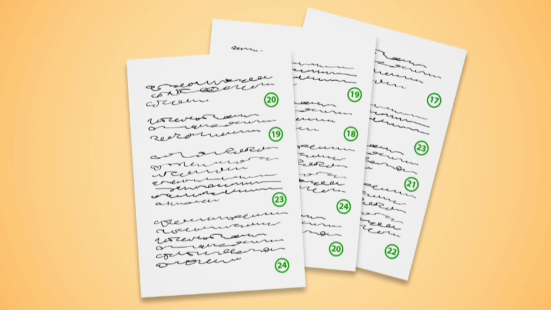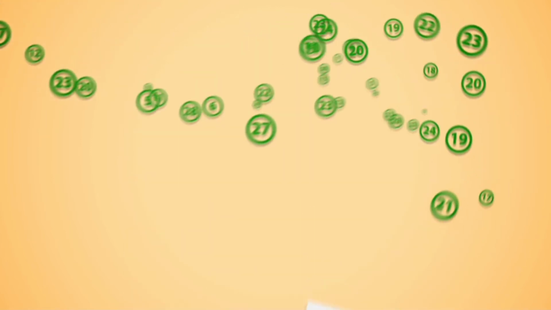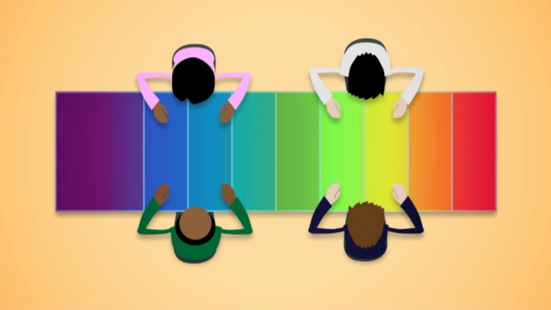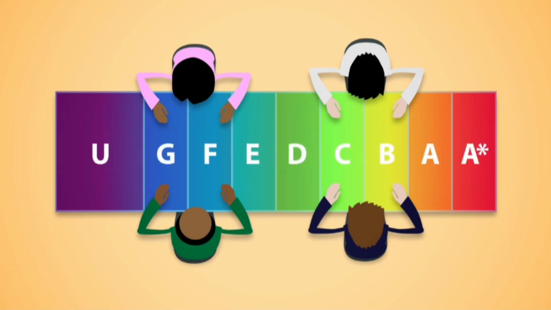How do we work out the grades? Your script has been marked, but this isn't your final result. Here's how Cambridge turns marks into a grade. We turn marks into grades by using grade boundaries. Grade boundaries are the minimum marks you need to achieve a grade.